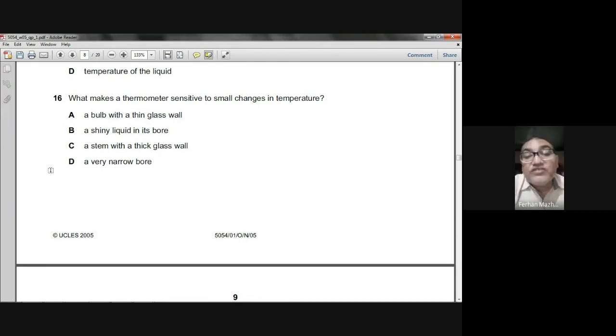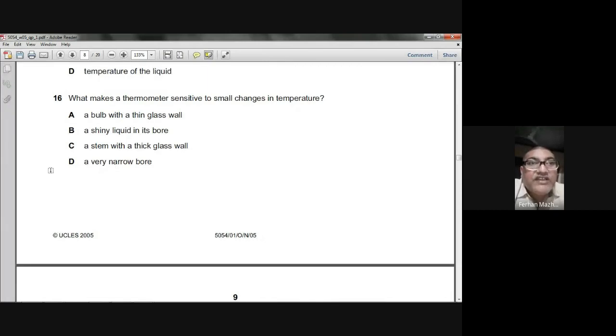So it has nothing to do with the thin walls of the glass. They can make a very responsive thermometer, which responds quickly, but it cannot make it more sensitive. Sensitive means how large a change in the length of the mercury column will show up for every degree rise or drop in temperature.